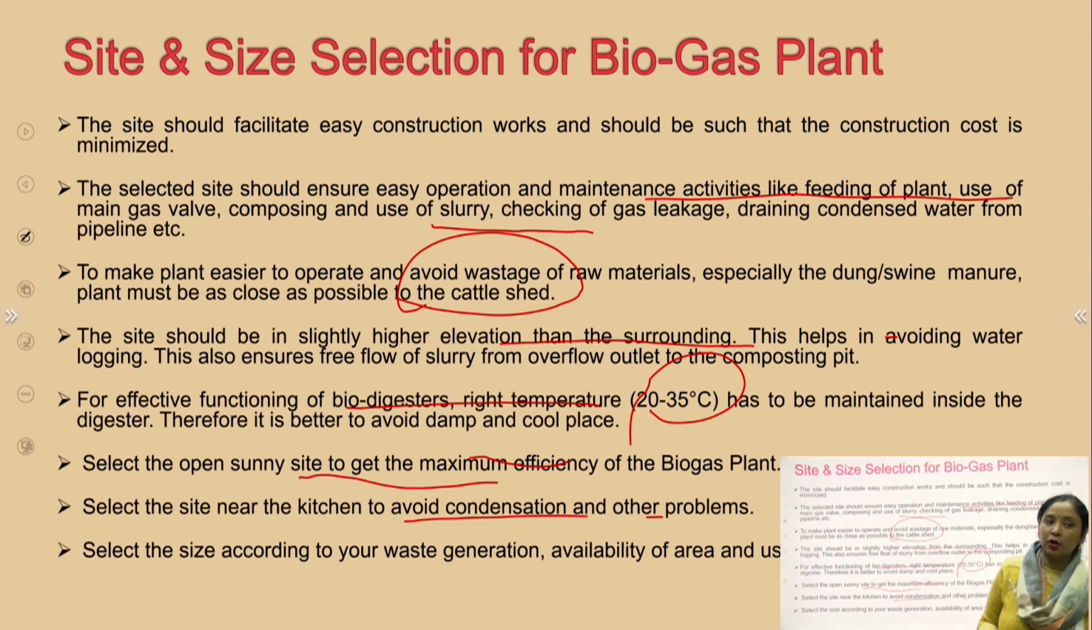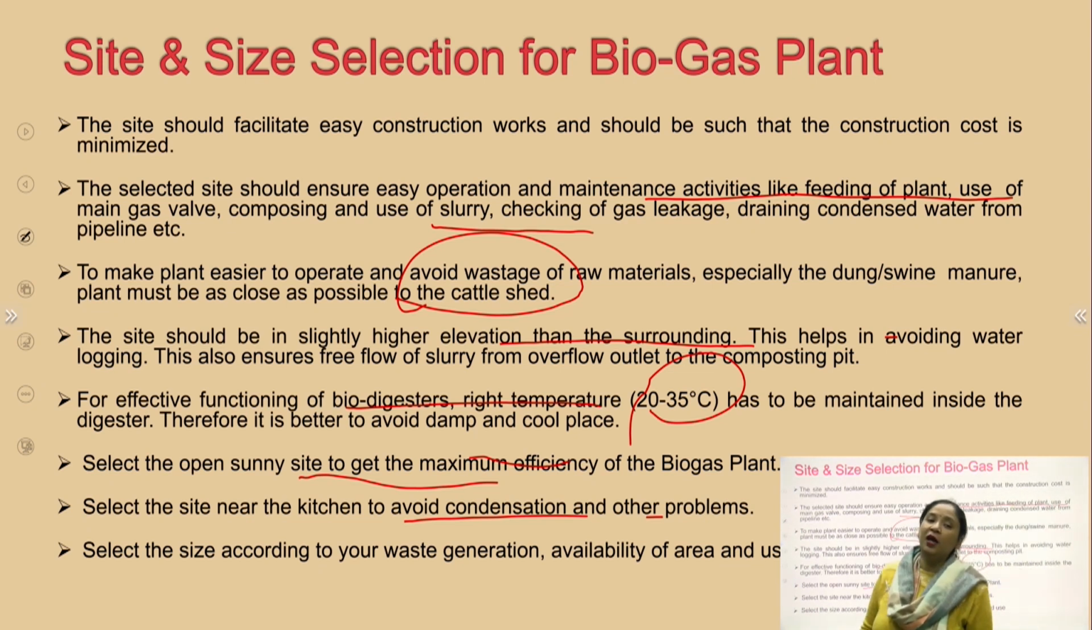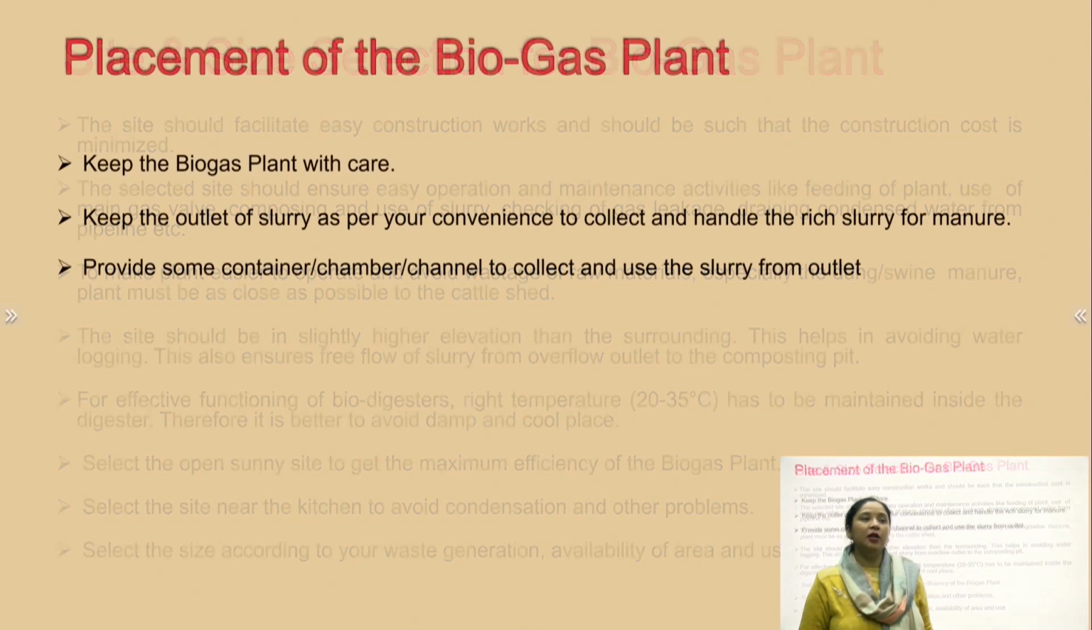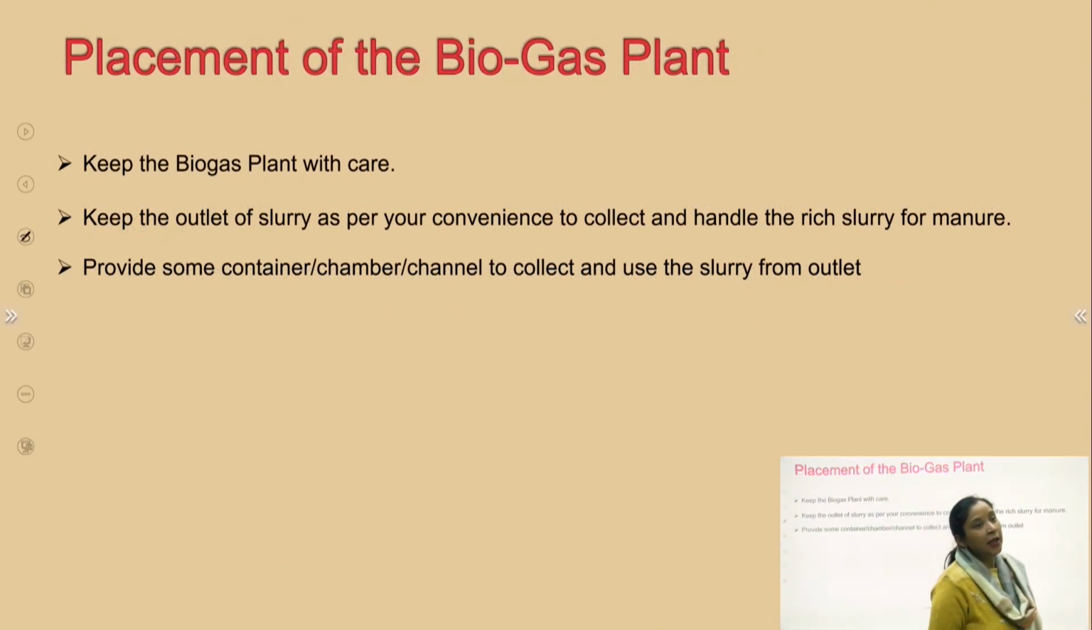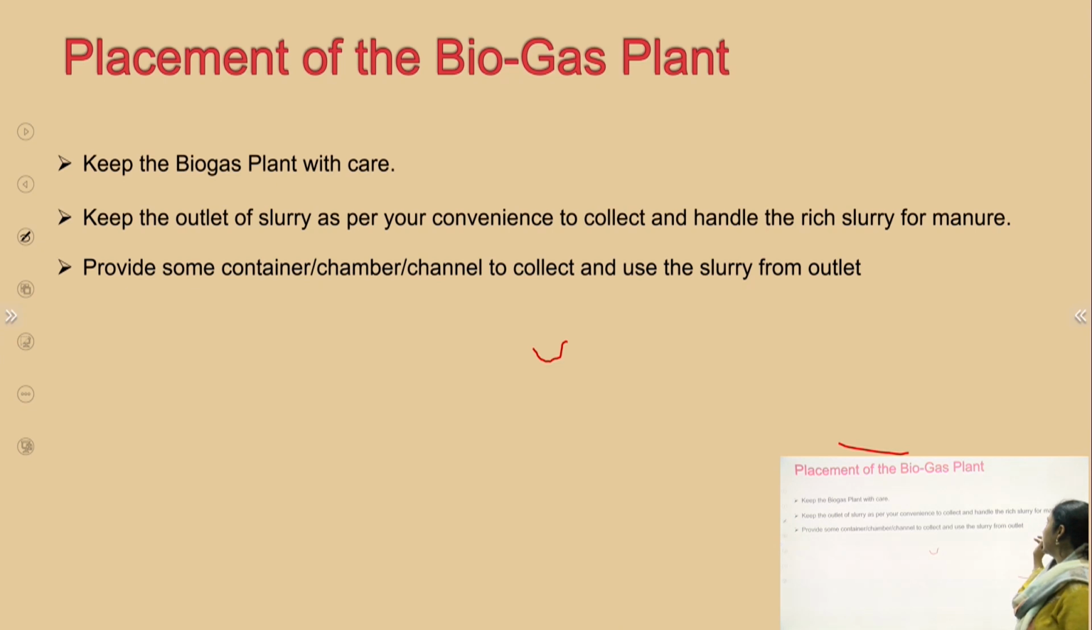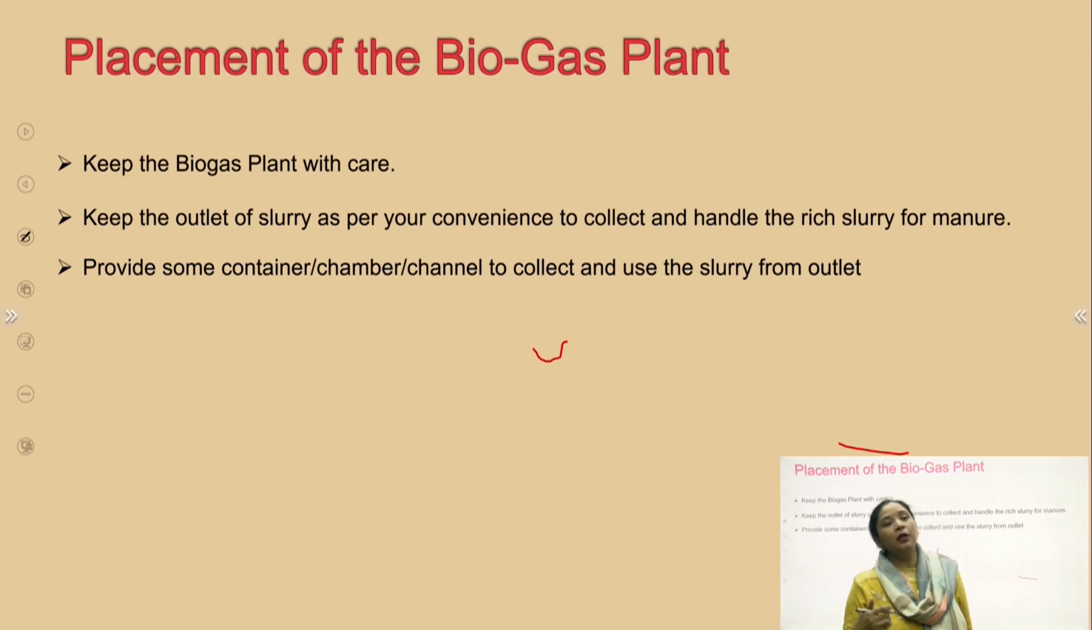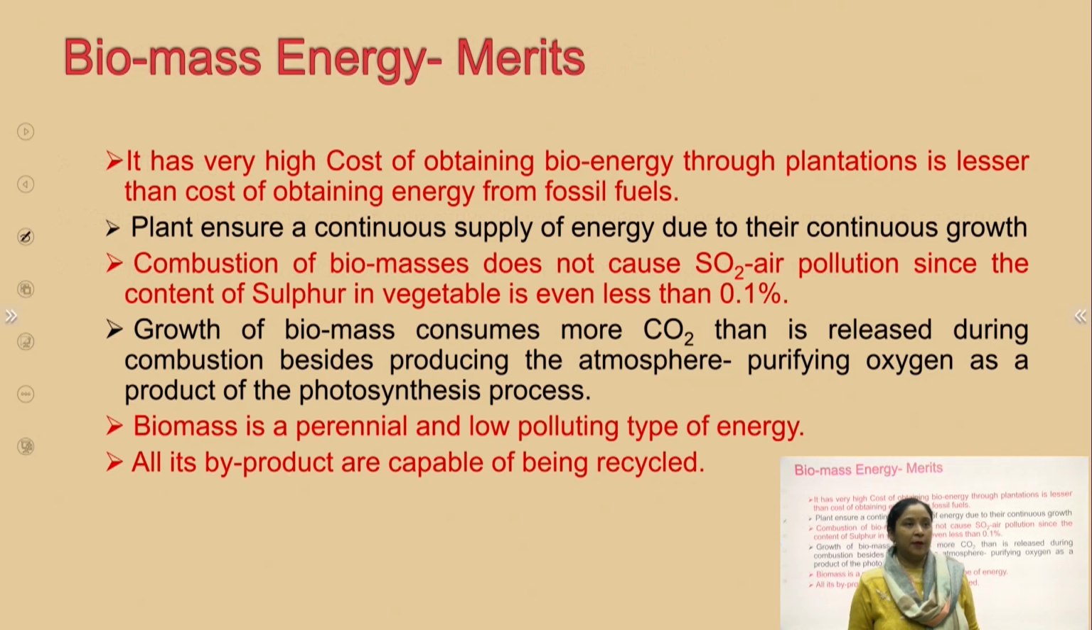Select the size according to the waste generation and the availability of area and use. Where is the placement of the biogas plant? Keep the biogas plant with care. Keep the outlet of slurry as per your convenience to collect and handle the rich slurry for manure. Provide a container chamber to collect and use slurry from the outlet.